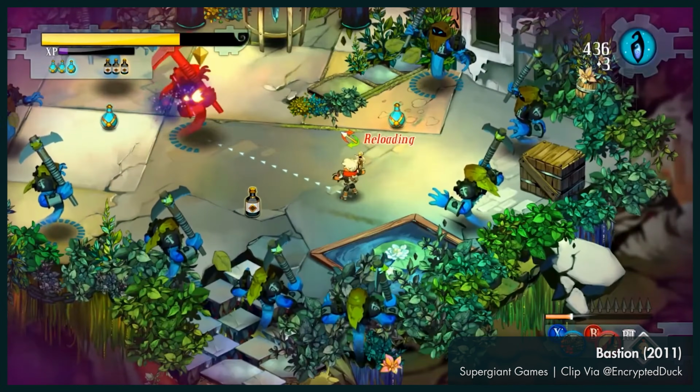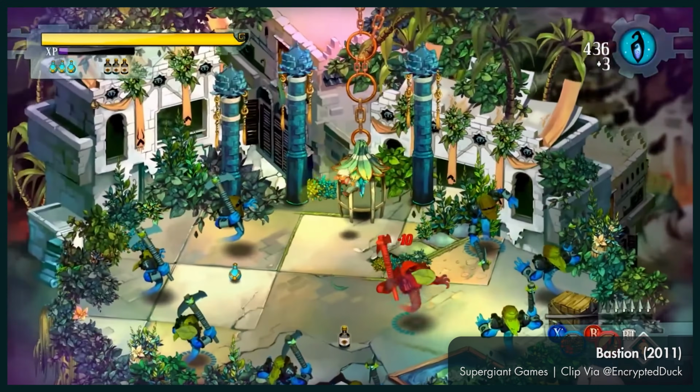Usually, this is achieved by having a top-down or 2D camera that by default shows all threatening enemies to the player at once.